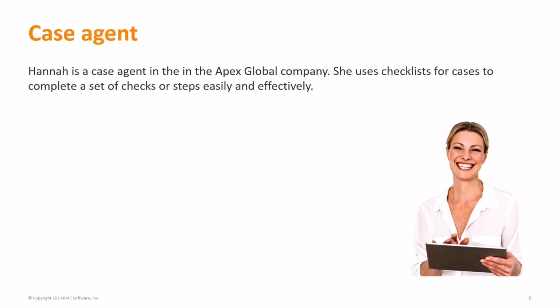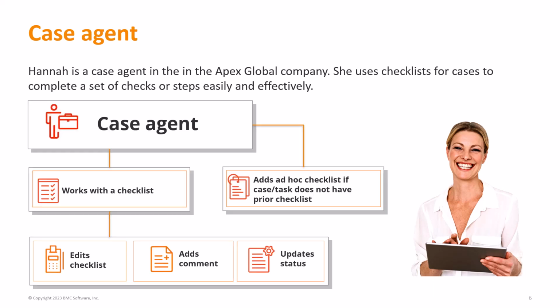Hannah is a case agent in the Apex Global Company. She uses checklists to complete a set of checks or steps easily and effectively. While using a checklist, she can perform actions, such as selecting checklist items, updating the status of checklist items, and adding comments to record the observations. She can also add an ad hoc checklist if the existing case or task does not have a prior checklist.